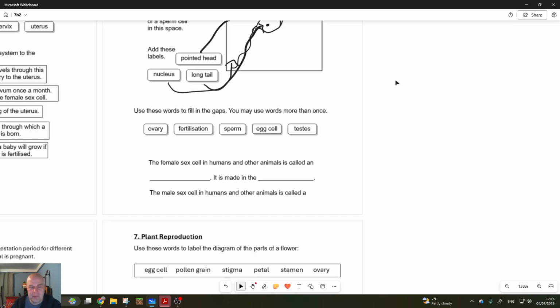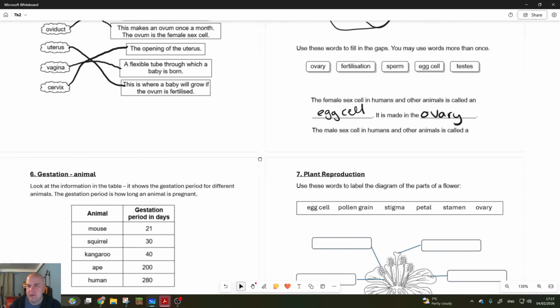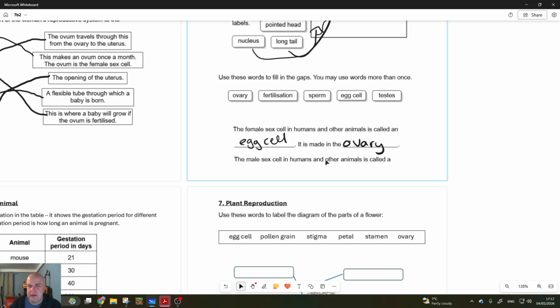Okay. We have some overlap between pages here, which is very annoying. The female sex cell in humans and other animals is called an egg cell. It is made in the ovary. Now this on your booklet, by the way, is all on one page. Hang on. We appear to have cut out some things here. We're missing some words. It says the male sex cell in other animals is called a sperm. They are made in the testes.